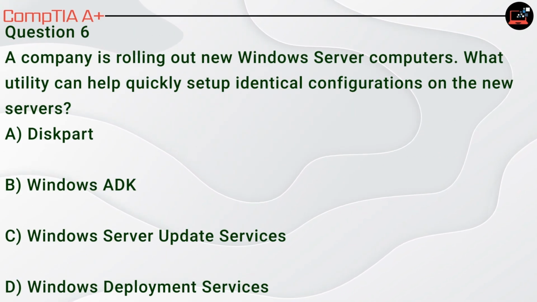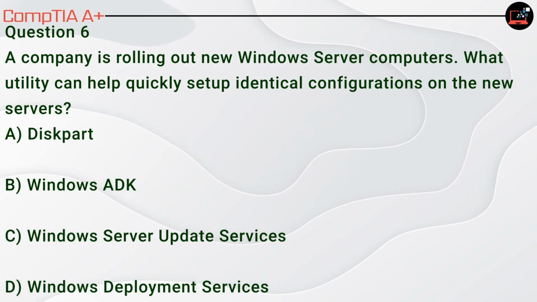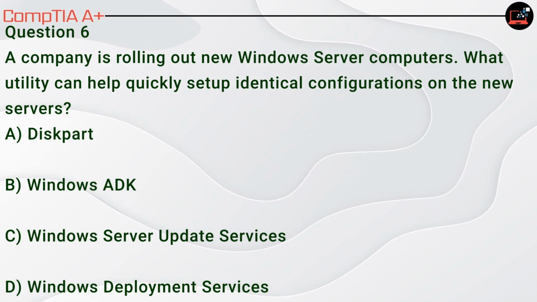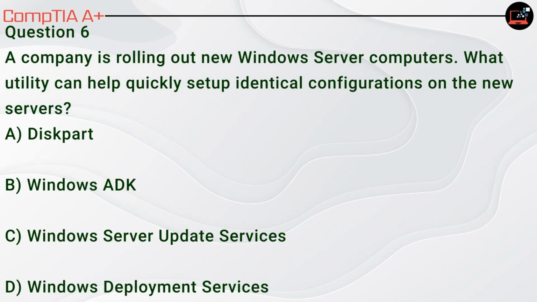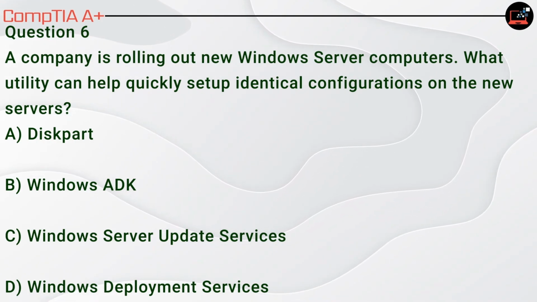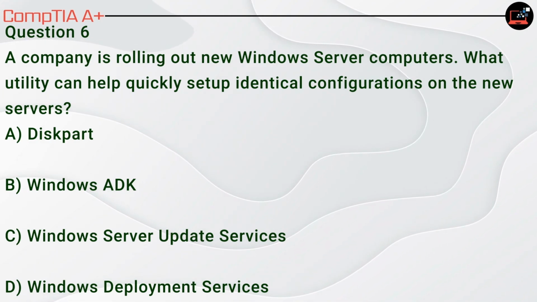Question 6. A company is rolling out new Windows Server computers. What utility can help quickly set up identical configurations on the new servers? A. Diskpart. B. Windows ADK. C. Windows Server Update Services. D. Windows Deployment Services.